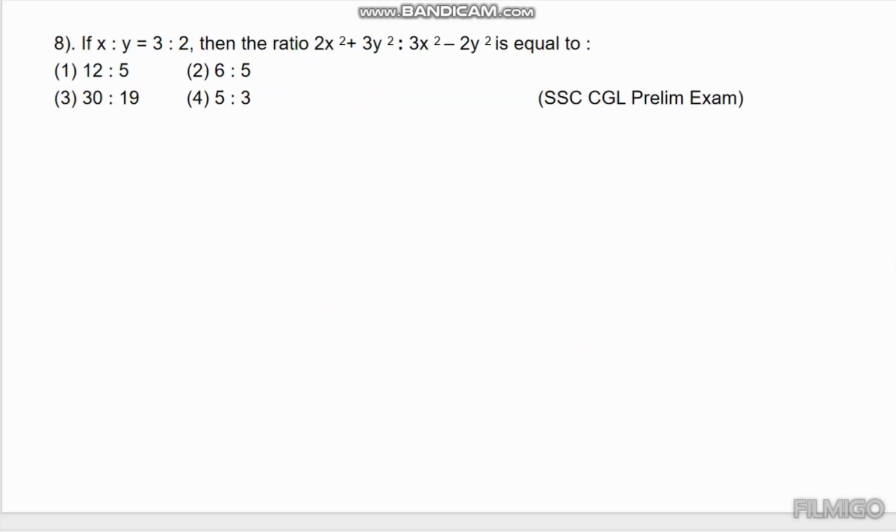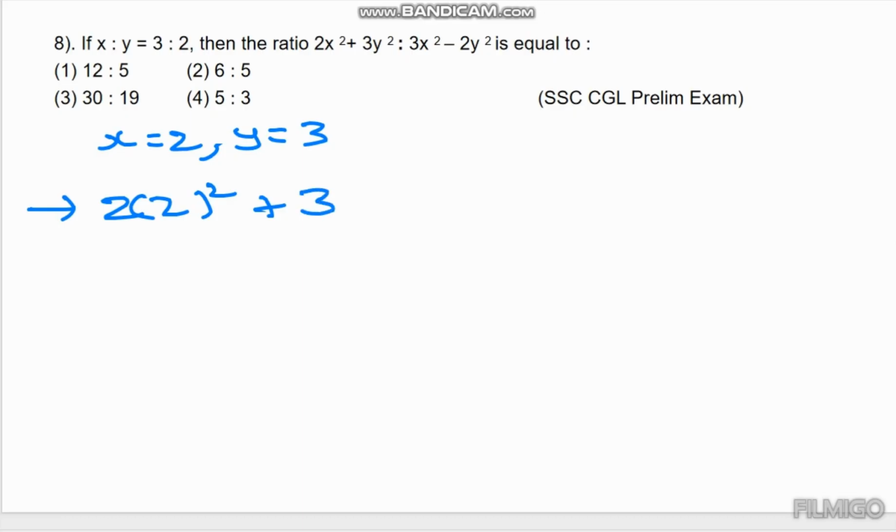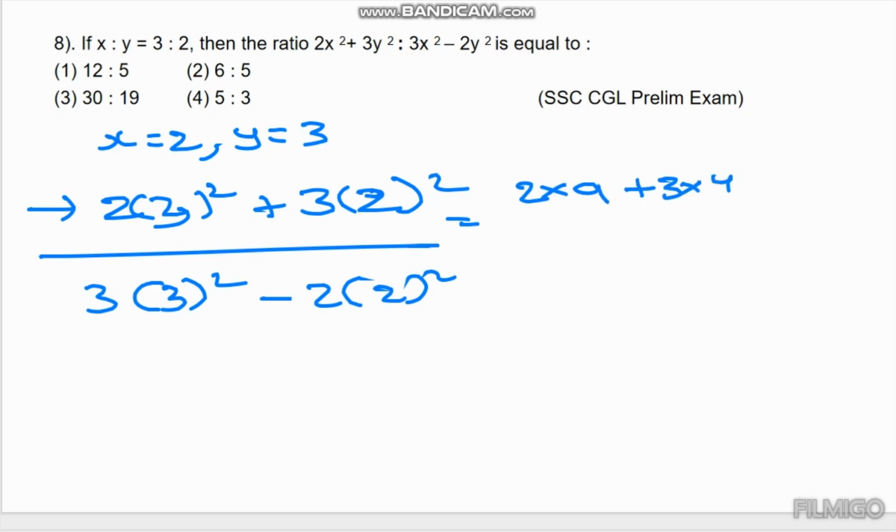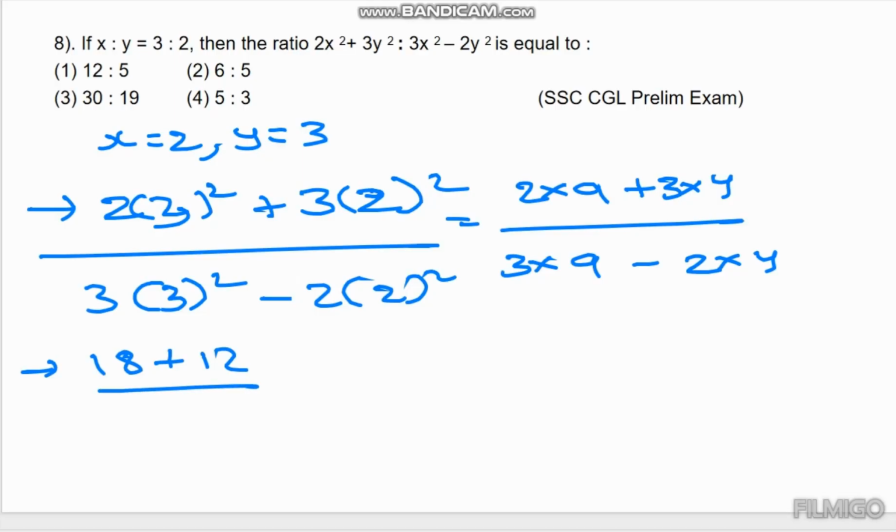Given x is equal to 2, y equal to 3. So substitute the values in the above question. 2 into 3 square plus 3 into 2 square by 3 into 3 square minus 2 into 2 square, which can be written as 2 into 9 plus 3 into 4 by 3 into 9 minus 2 into 4. So 18 plus 12 by 18 minus 8 equal.